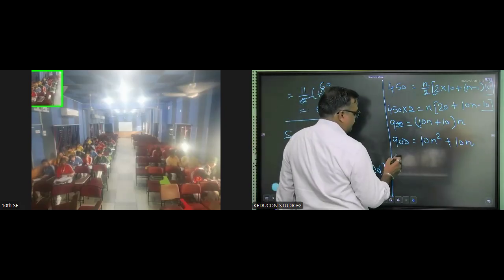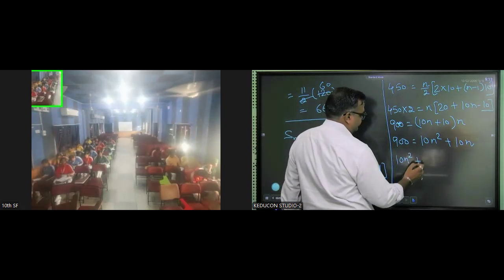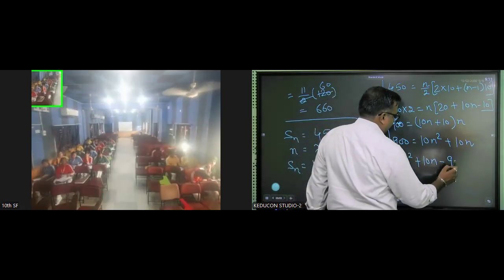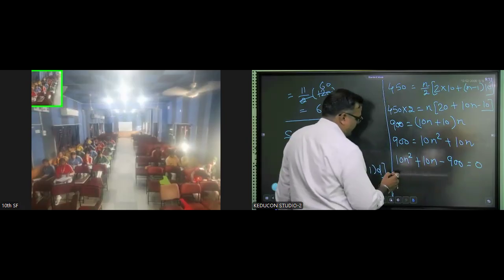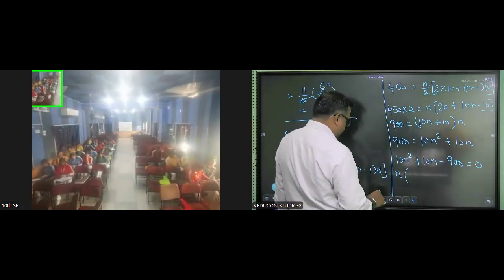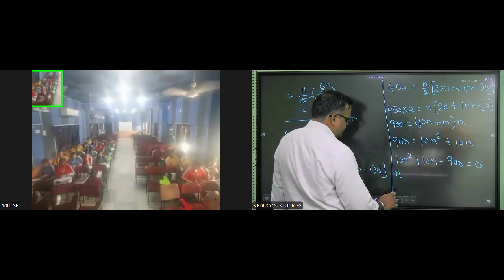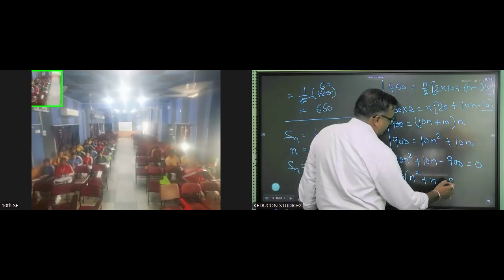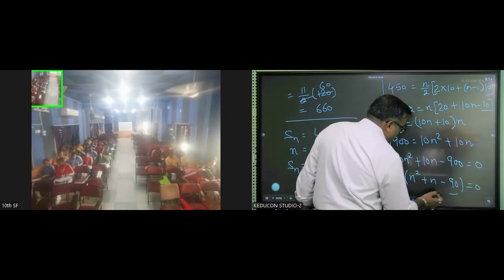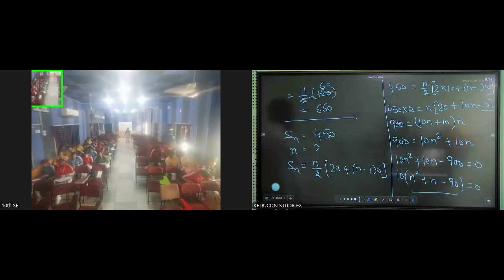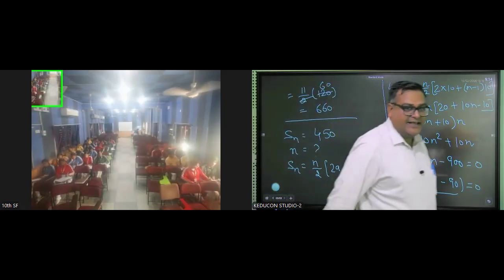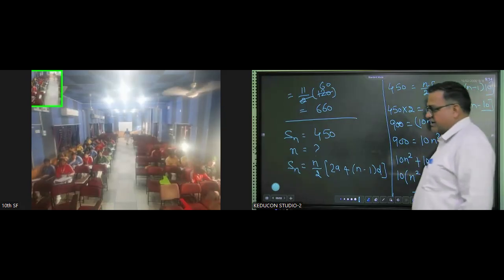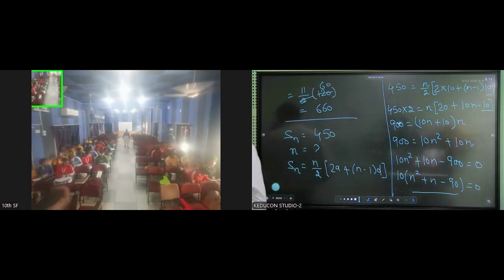Take 900 on that side. 10 will be common here. n square plus n minus 90. So we have this quadratic equation, n square plus n minus 90. Students, factorize this and tell me what will be the value of n. Please do it.